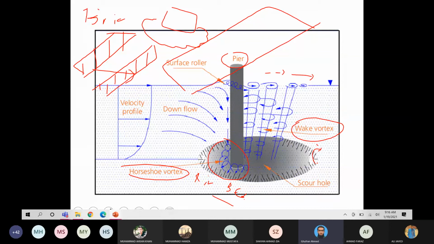So this is one practical application of investigating these vortices, because it has a direct relationship with scouring and erosion. In future, if you have some research projects, then you can study these phenomena in detail.